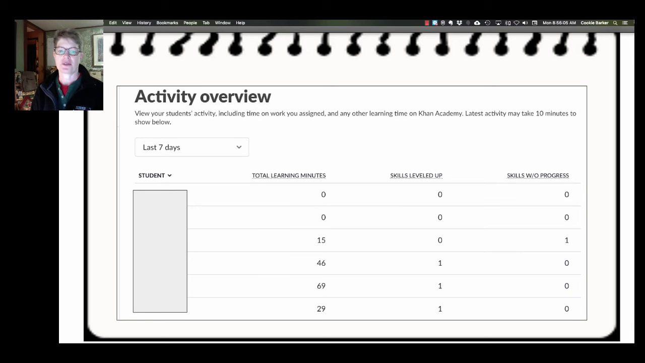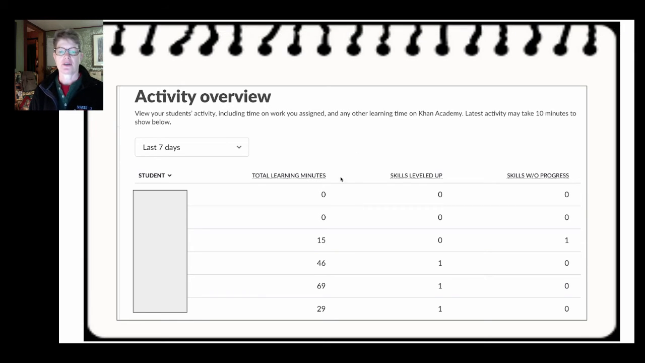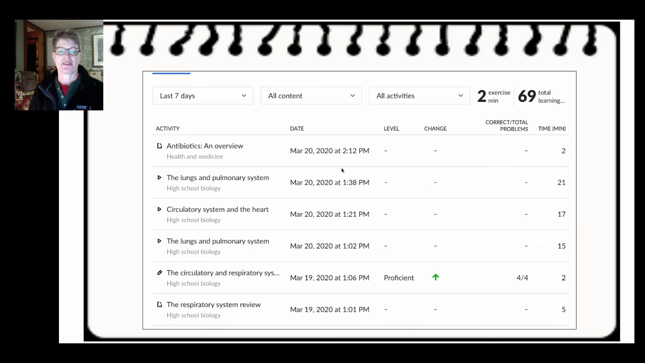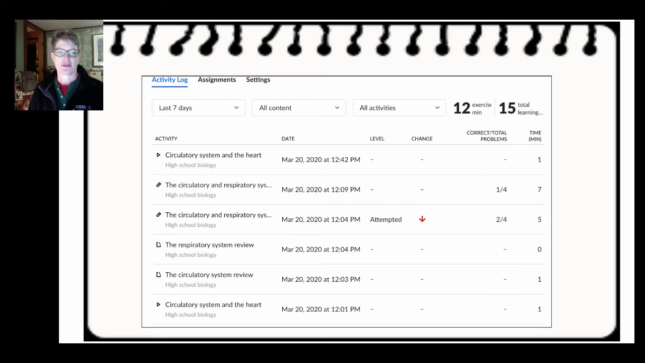One of the things that's kind of cool about this Khan Academy is I can keep track of the students and how much time they have spent. As you can see in this chart here, the total learning minutes for various students is different, obviously. And then I can see individual students' actual assignments over here, the date that they completed them, and what they did, how much time was spent. So this student spent a total of 69 minutes on the assignments that I had asked, whereas this student only spent a total of 15 minutes.